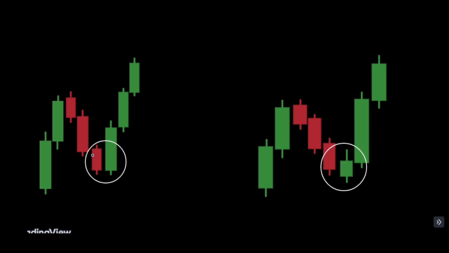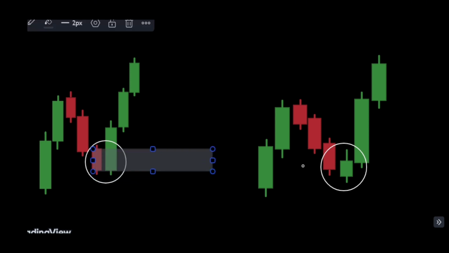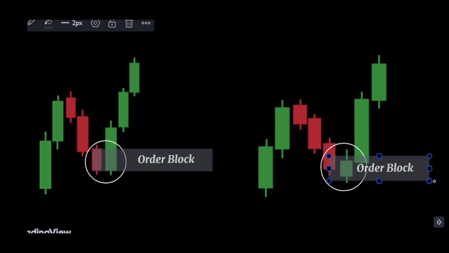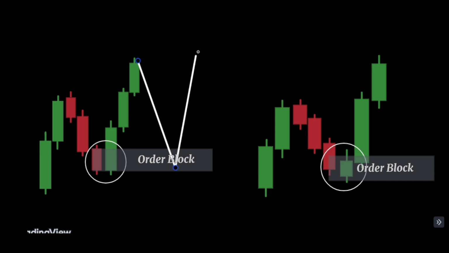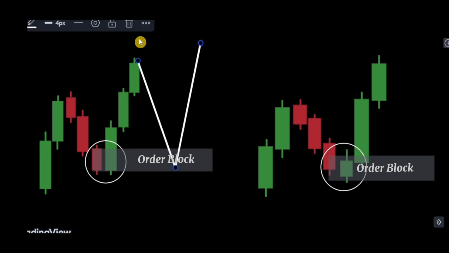What we're going to do now is go ahead and mark that order block. After marking it out, what do you do? You wait for the market to actually return back to this area before you take your buys. The market has to return back to this area. Then you take your buys to the upside. So that's the main purpose of the order block.